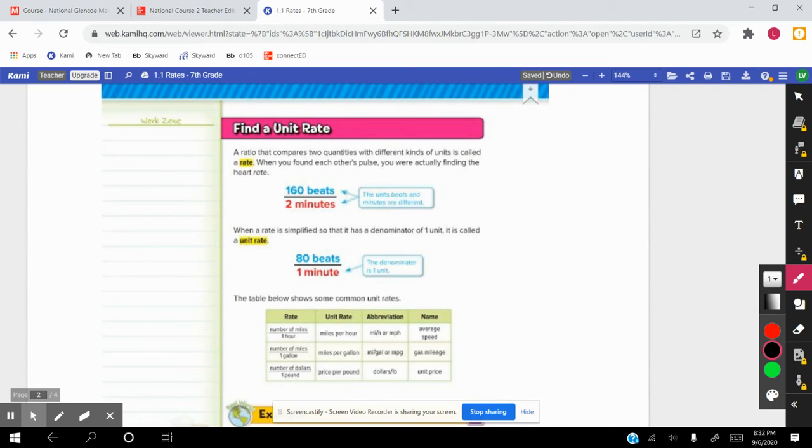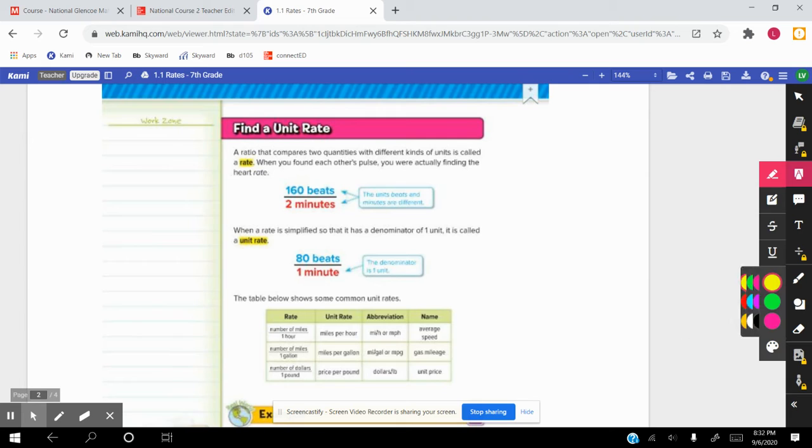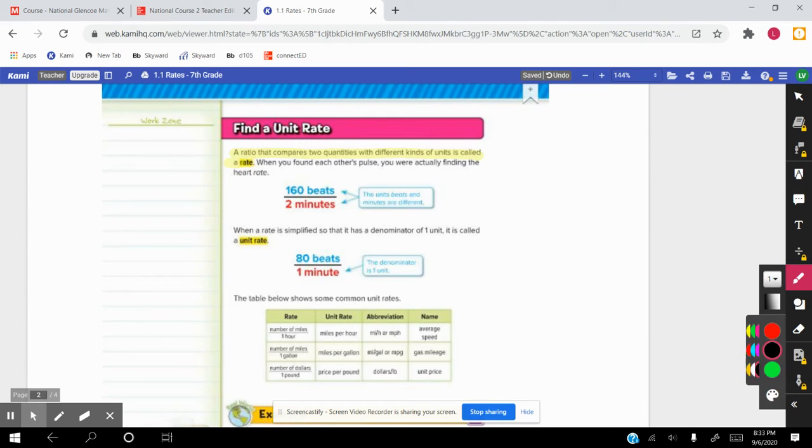So let's continue. Find a unit rate. A ratio that compares two quantities with different kinds of units is called a rate. So you can see that the word rate is highlighted. At the beginning, I said we had two vocabulary words, the word rate and unit rate. So I'm going to highlight this first sentence. A ratio that compares two quantities with different kinds of units is called a rate. So when you found each other's pulse, you were actually finding the heart rate. So how many beats you have per minute or half a minute, or in this case, 2 minutes.